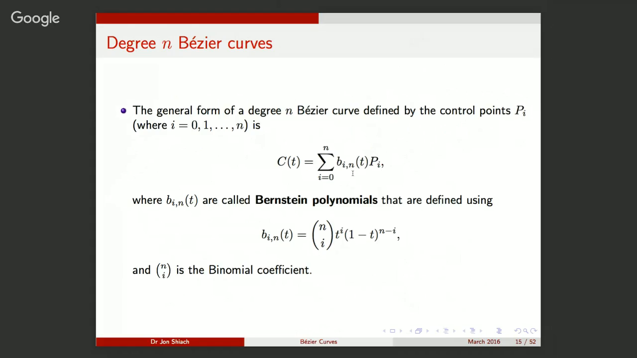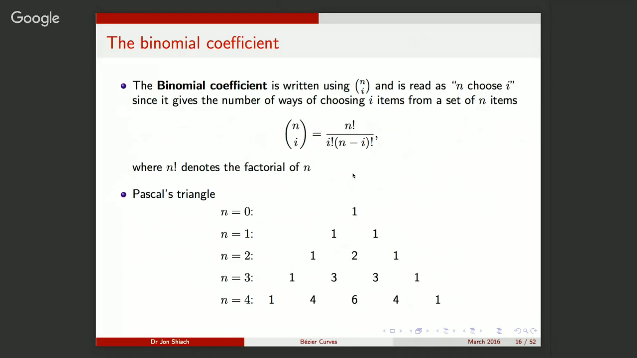Just a quick note on the binomial coefficient. How do we calculate it? Well, one way of defining it is using this formula. Because we're only dealing with fairly small numbers, we rarely go above 4th degree or even 5th degree, it's probably easier to use Pascal's triangle.